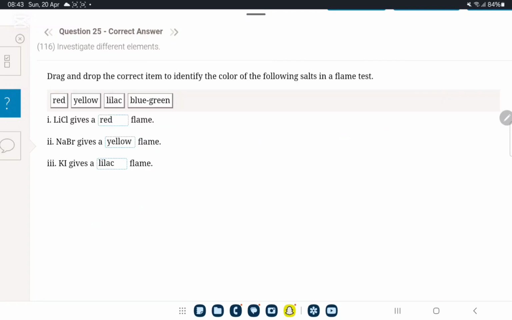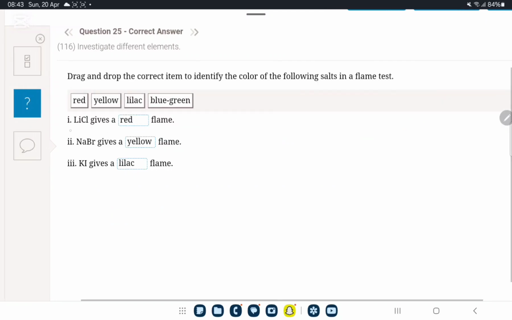This one you have to memorize. Lithium gives a red, so Li gives red, Na gives yellow, and K gives a lilac flame.